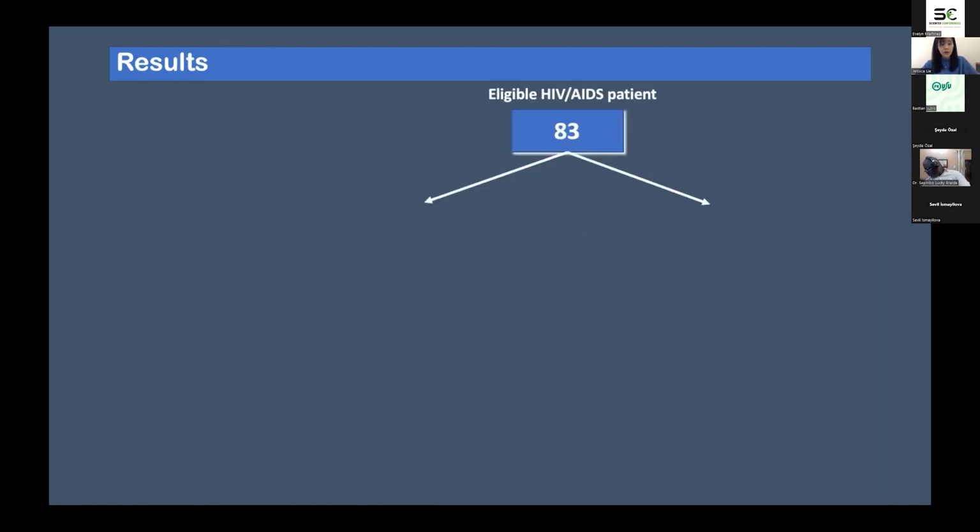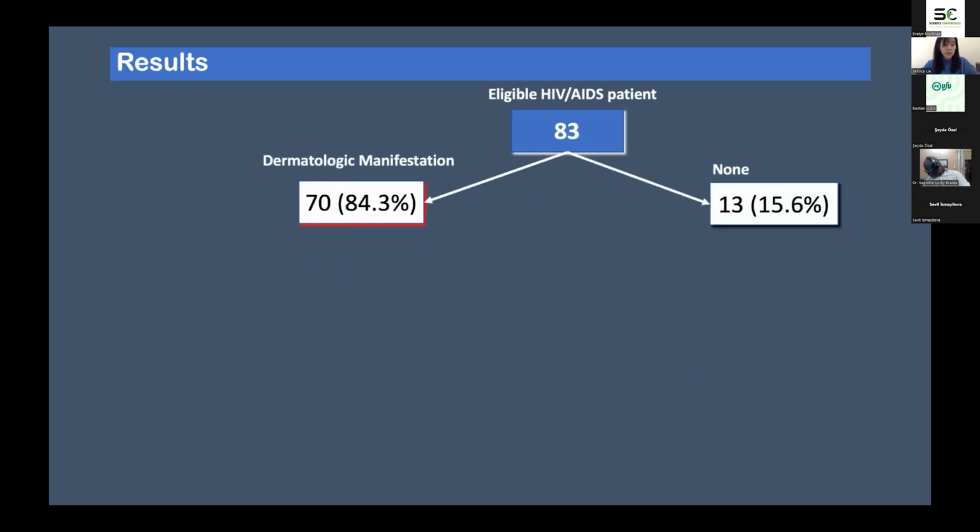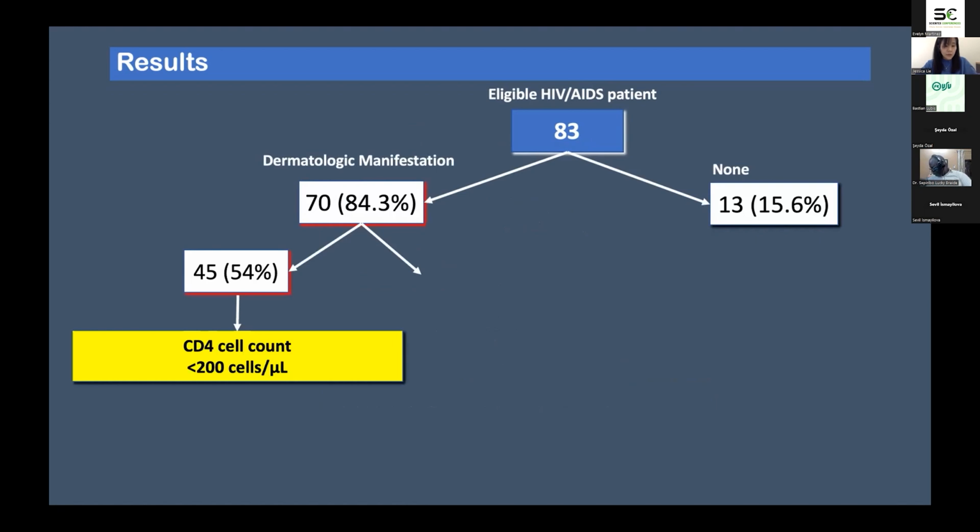From a total of 83 eligible patients, 70 had dermatologic manifestation, while 13 had none. Among the 70 patients, 45 of them had CD4 cell count less than 200, and 24 of them had CD4 cell count between 200 to 499.